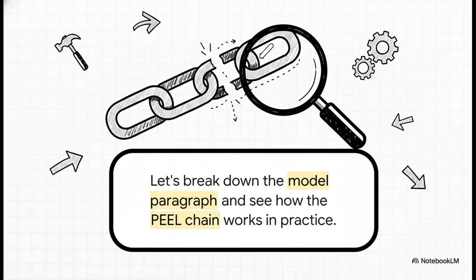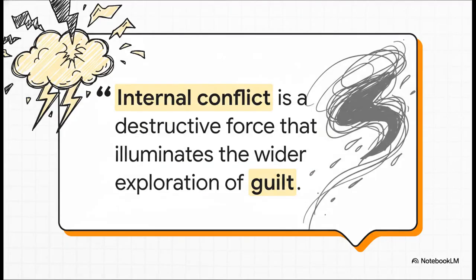You're about to see each link in that PEEL chain pop up on screen as we break it down, step by step. Okay, first up, the point. Notice how it sets up a clear argument right from the get-go. It's arguing that the character's conflict isn't just a conflict, it's a destructive force, and its purpose is to shed light on the theme of guilt.